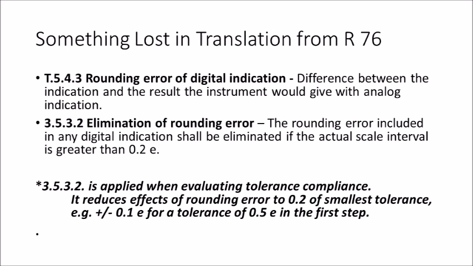And this got lost in translation because there's nothing in Handbook 44 about this. When you round to a digital division, you can make an error of plus or minus a half of a division. But R76 says that you must eliminate that rounding error if the actual scale interval is greater than 0.2 E. So whenever we're applying tolerances, it reduces the effect of the rounding error to 0.2 of the smallest tolerance, which is actually 0.1 E relative to 0.5 E.